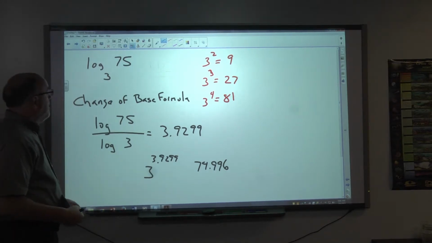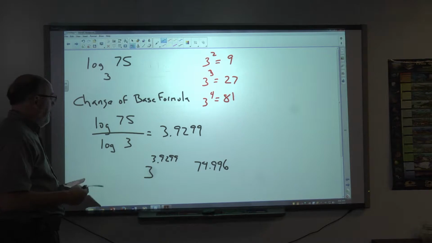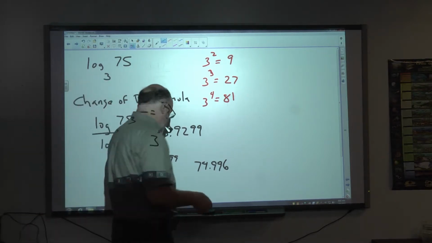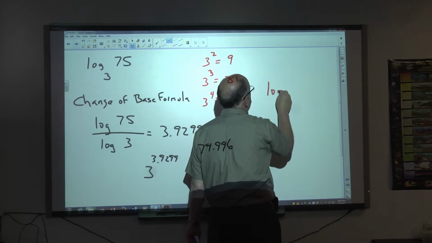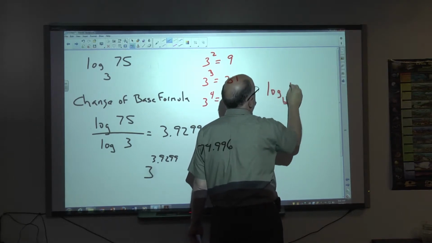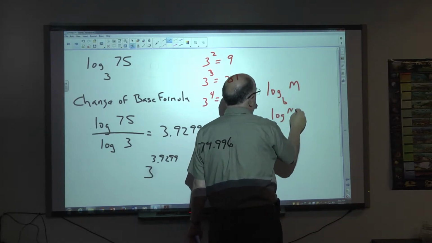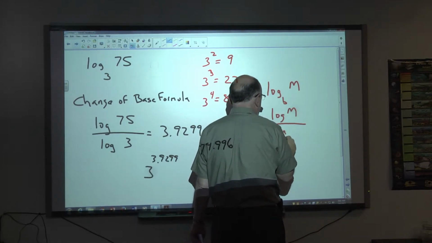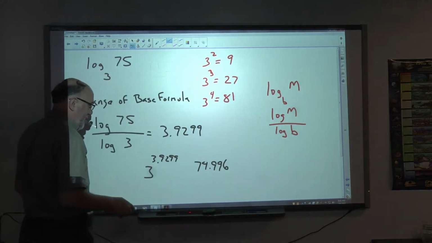So we get to figure out the log base whatever. Again, we take the log of this divided by that number. In general, you think of this as log base b of m. The way I do this is you do the log of m divided by the log of b. And that'll give you whatever that exponent is.